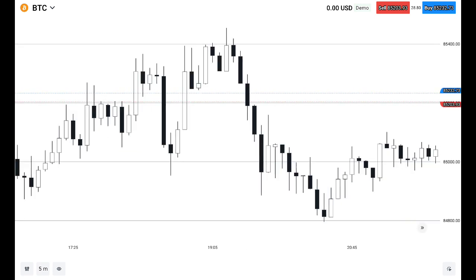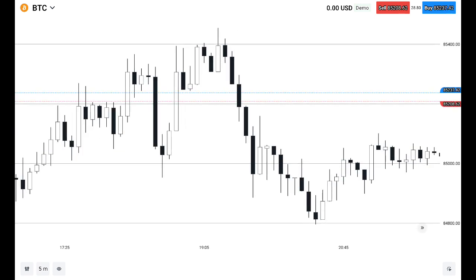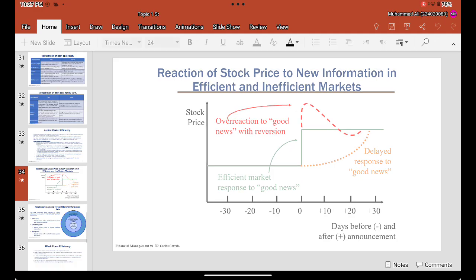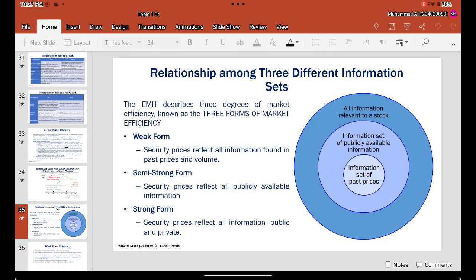I mean, look at this, right? These markets are going up and down. Now when you look at the forms, there's weak form, semi-strong form, and strong form. Weak form, now instead of security, I'm going to put share, because I think it'll be easier. So share prices reflect all information found in past price and volume. So weak form only reflects past prices and volume.